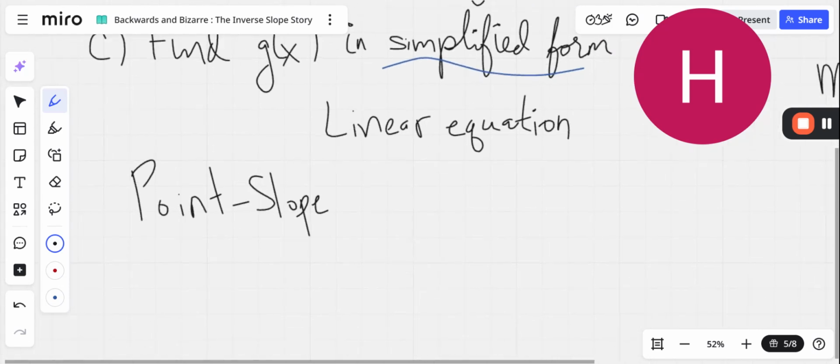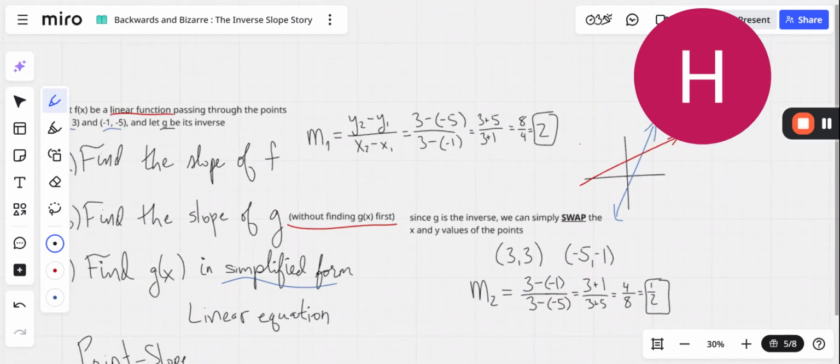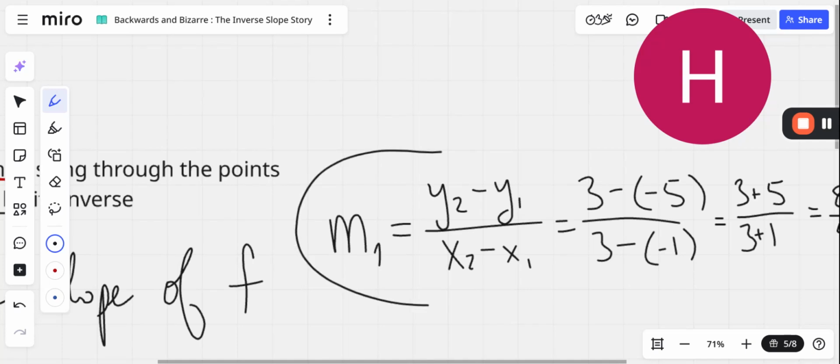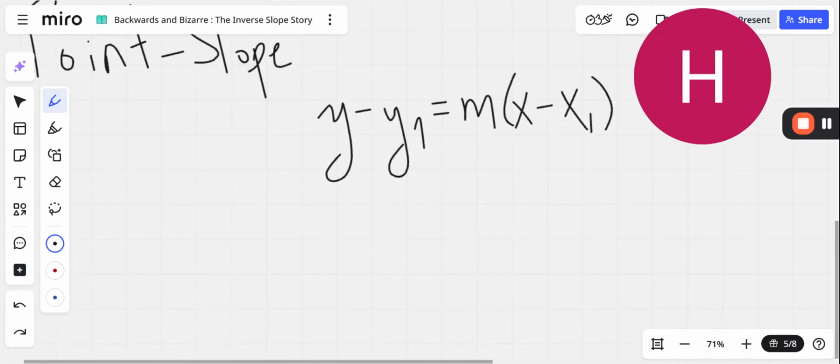What is that going to look like? It's simply going to look like this. y minus the y value equals the slope times x minus the x value. And you'll notice this basically comes from the slope formula. If we were to take this slope formula, multiply both sides by the quantity x2 minus x1, that is exactly what we would have here. We would basically have this point-slope equation.